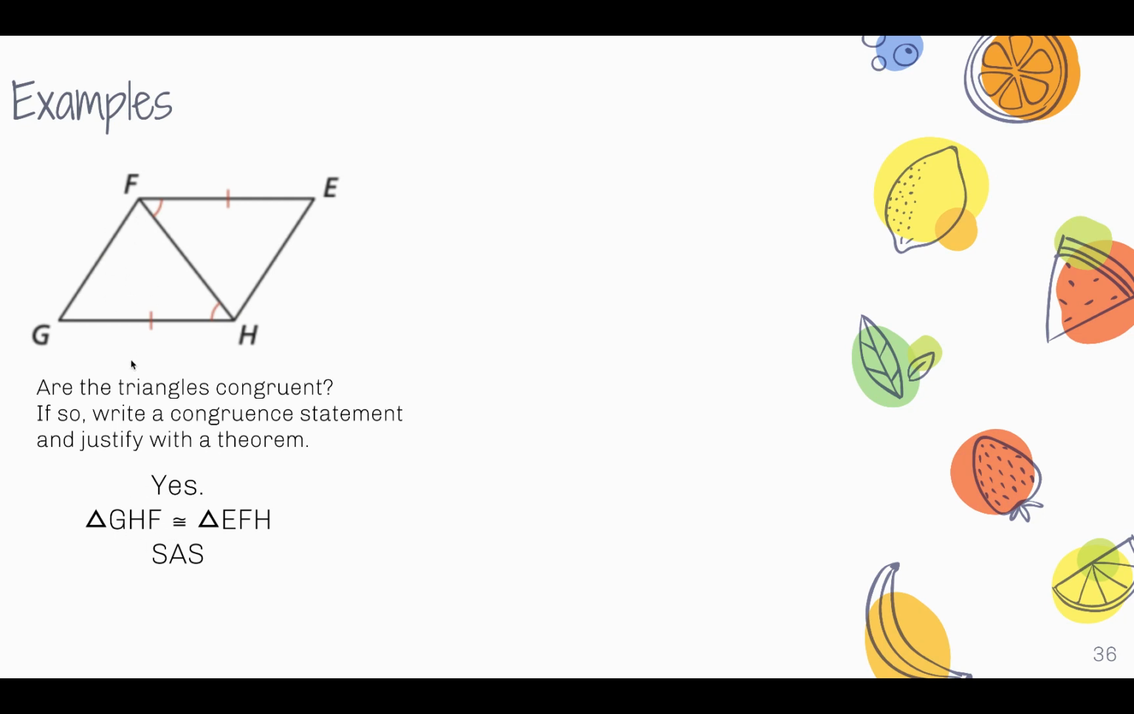as long as these three letters match in the same order as these. So if you called this triangle FGH, what would you have to call this triangle? FGH would match with HFE. All that matters is that the letters correspond to each other.